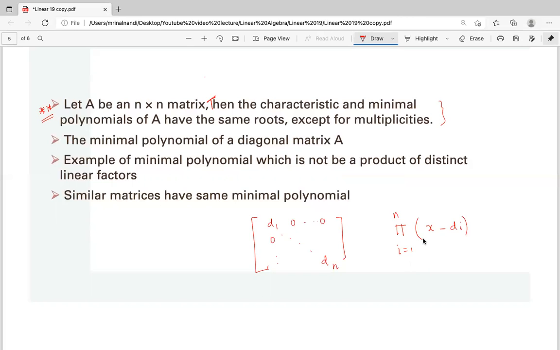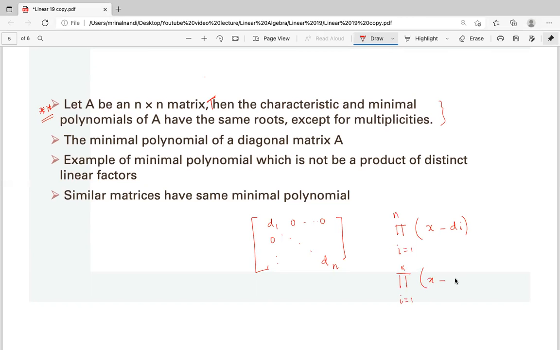So you have to take the distinct entries, right? It's not that. This is a characteristic polynomial. The product of i equal to 1 to n of x minus d_i is the characteristic polynomial, but this is not the minimal. You can show that the minimal polynomial is like that. So this is all the distinct things.